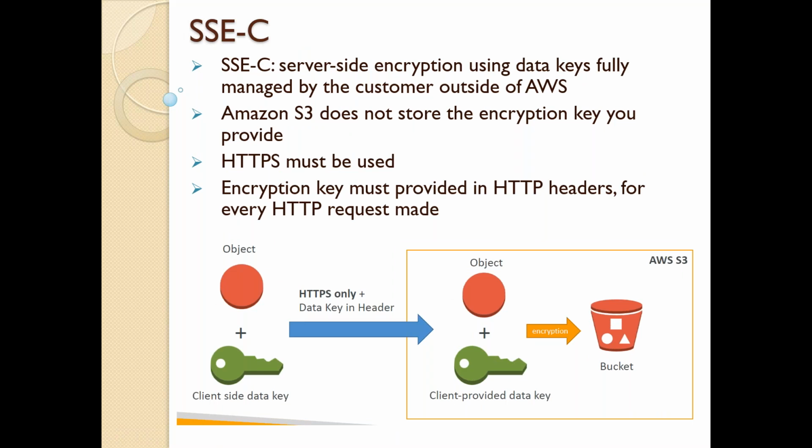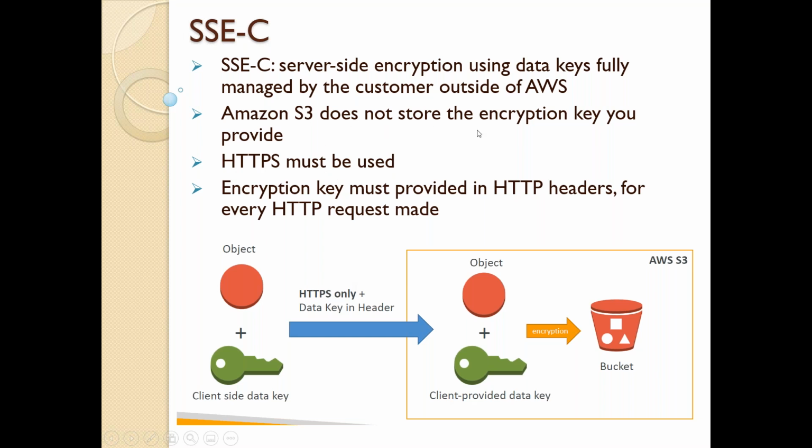The third one is SSE-C. Now, SSE-C is server-side encryption using data keys fully managed by the customer outside of AWS. So what you do, you have your data and you encrypt it and pass the key also along with the data. In that case, you need to make sure you pass it only over HTTPS because you are passing a key. You cannot use HTTP to pass the key.